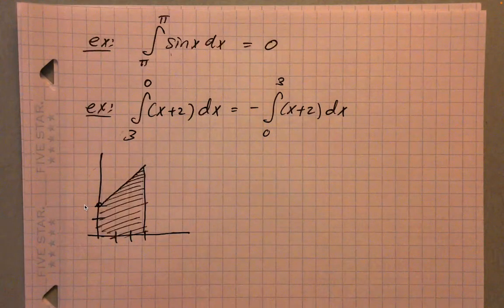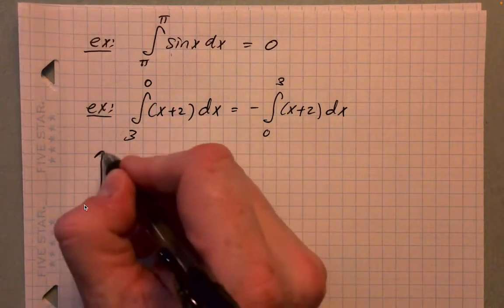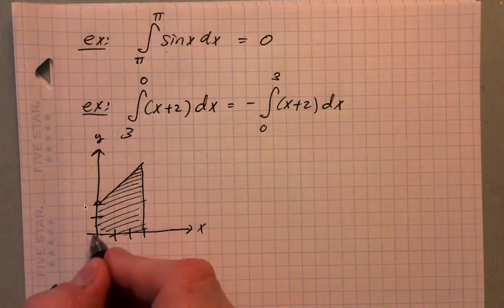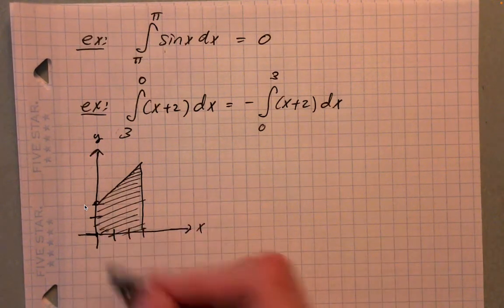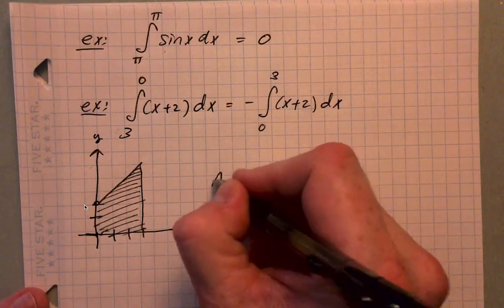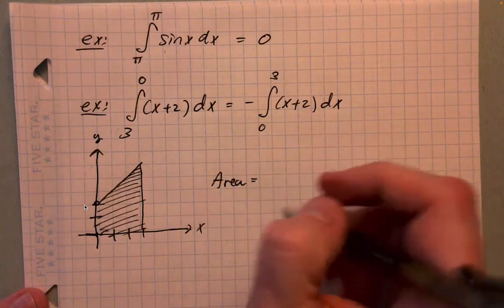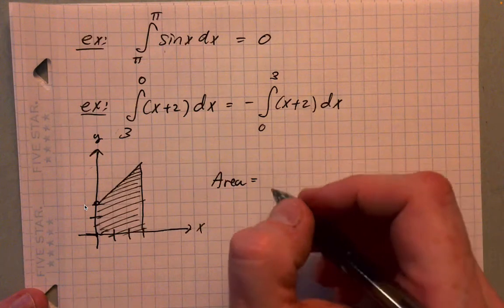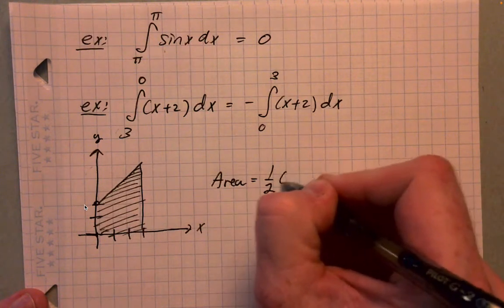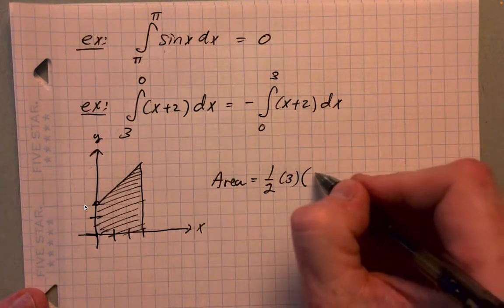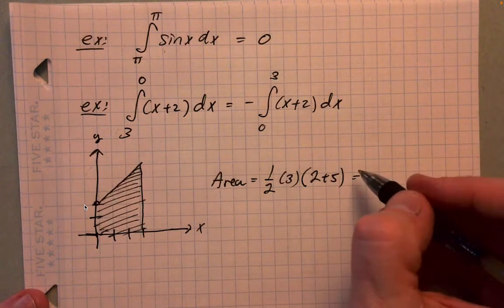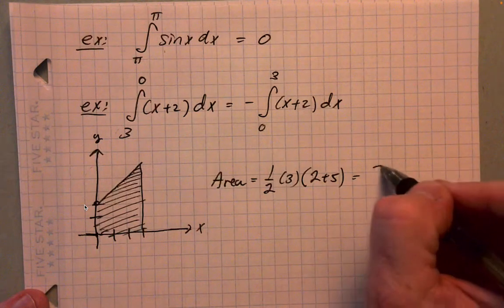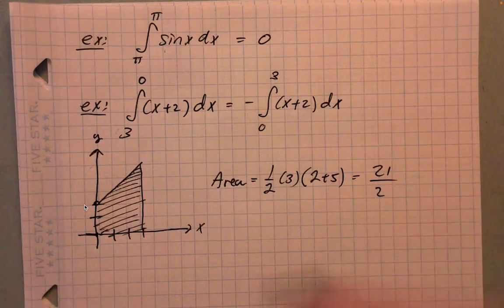Okay. Can we figure out what this area is? Well, let's say we don't know how to integrate. We can figure it out just using the old trapezoid rules, right? So the area here is equal to 1/2 times 3 times 2 plus 5, right? And so that would be equal to, let's see, 3 times 7 is 21 on the top, 2 on the bottom. And there we go.